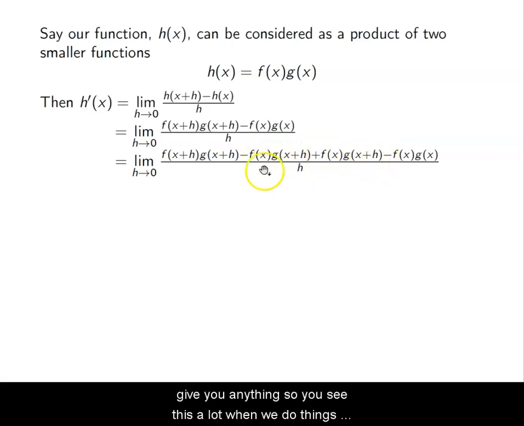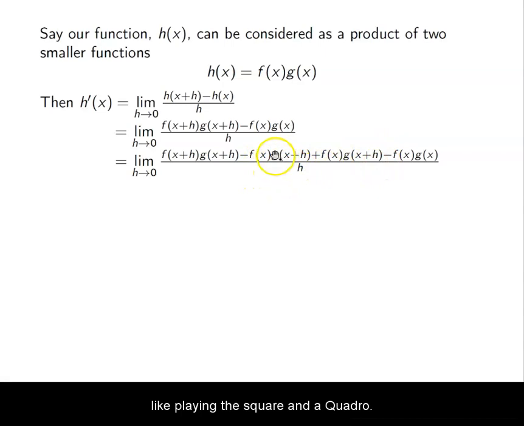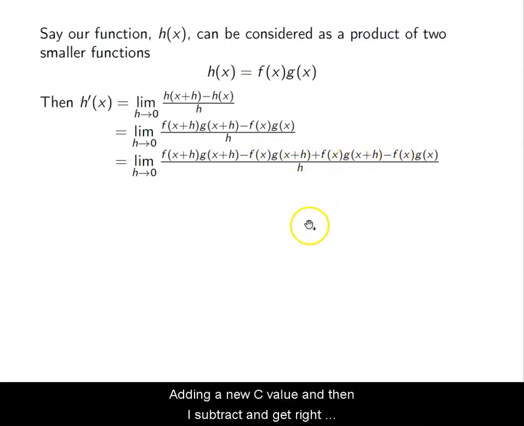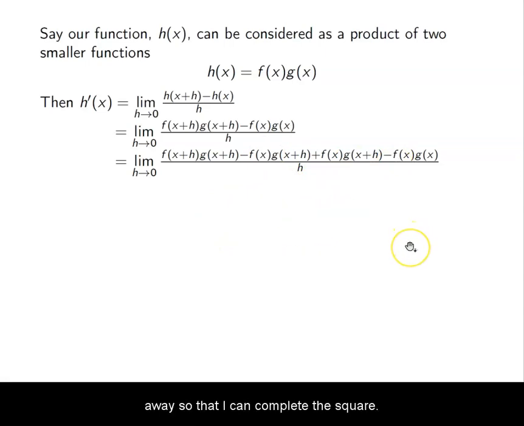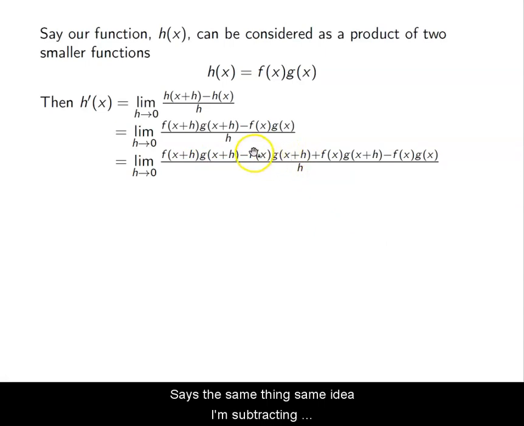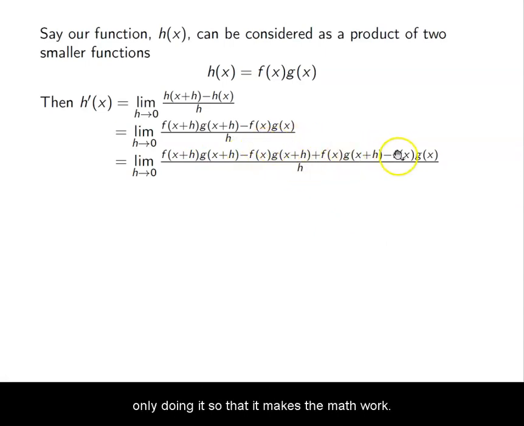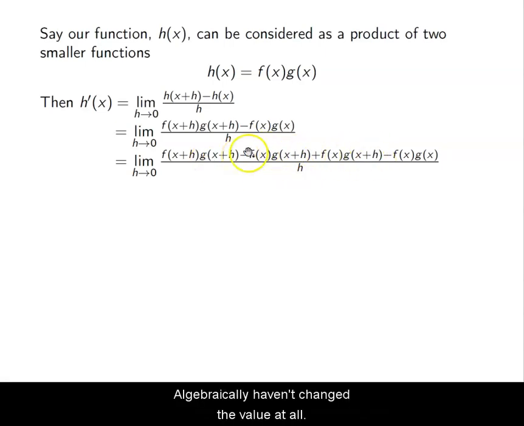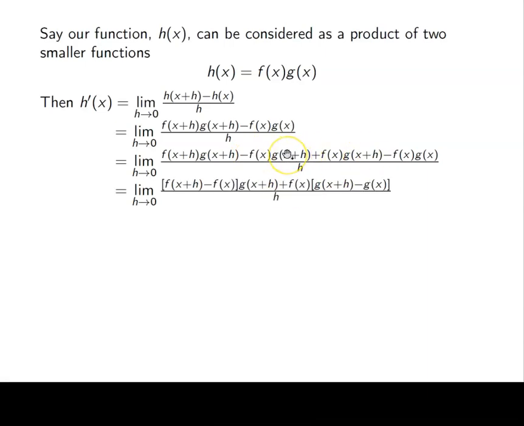You see this a lot when we do things like completing the square in a quadratic. I'm adding a new c value and then subtracting it right away so that I can complete the square. It's the same idea. I'm subtracting something and then adding it right back. I'm only doing it so that the math works. Algebraically, I haven't changed the value at all.